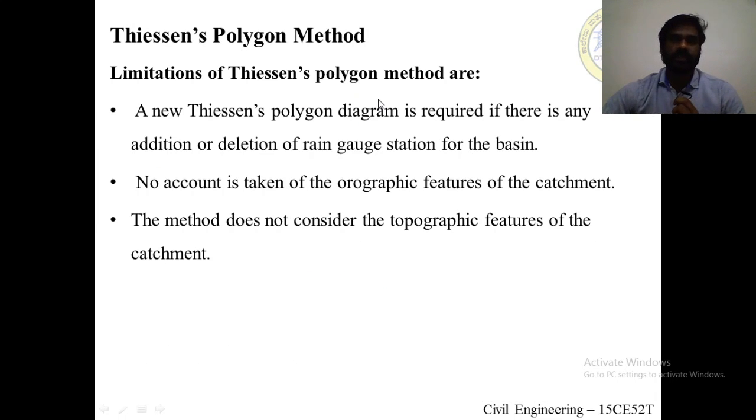And these are some limitations of Thiessen's polygon method. See, in Thiessen's polygon method, a new Thiessen polygon diagram is required if there is any addition or deletion of any rain gauge station.